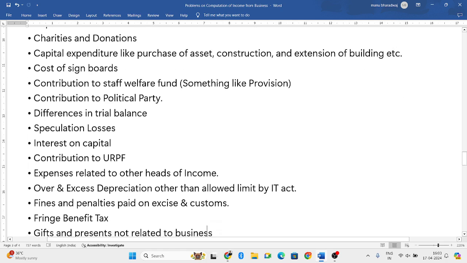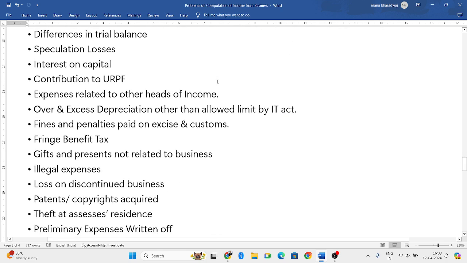Differences in trial balance. If the debit and credit sides of the trial balance don't tally and some difference amount comes, you cannot show it as an expense. That is inadmissible. Speculation losses. You have invested some amount and you have undergone a loss. That cannot be shown as an admissible expense.